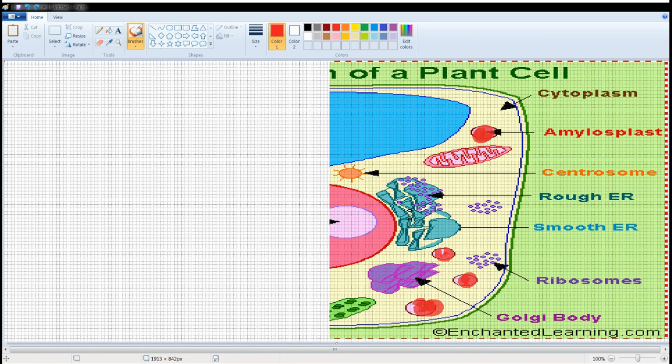Next one is the smooth ER. It's an organelle found in both animal cells and plant cells. An organelle is a subunit within a cell that has a specialized function. The main function of the smooth ER is to make cellular products like hormones and lipids. This is kind of advanced stuff. If you're a kid in 7th grade, you'd probably be watching this, especially in the 3rd trimester, because this is when you start learning this stuff.